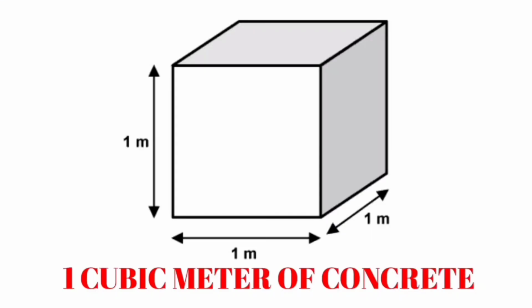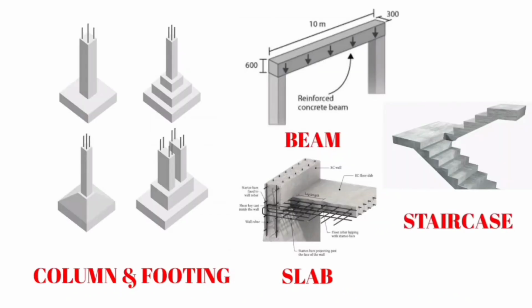The quantity we have calculated is for the example of 1 cubic meter of concrete. In our next video, we will discuss how to calculate the quantity of each and every structural element like column, footing, beam, slab, staircase.